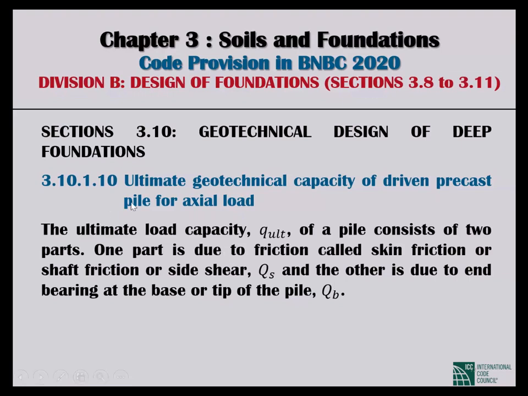It is 3.10.10, ultimate geotechnical capacity of driven precast pile for axial load. Whenever we are using compressive load, how could we determine analytically the geotechnical capacity of that particular pile? Could you get my point? It is the pile foundation. So the ultimate load carrying capacity, Q ultimate of a pile, consists of two parts. One is due to friction, called skin friction. The other one is called end resistance.